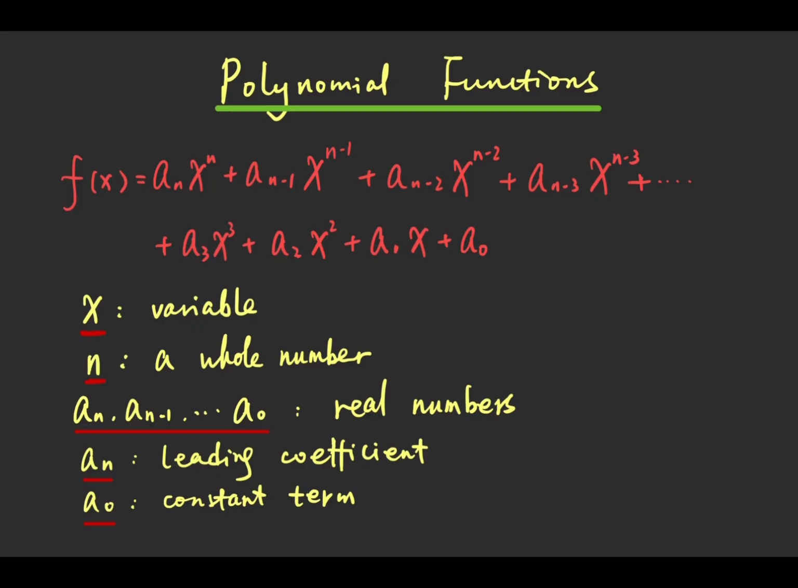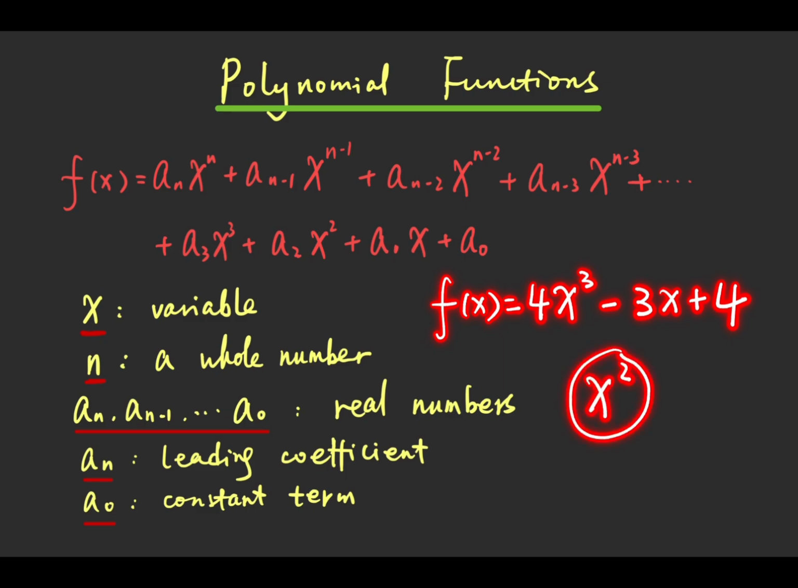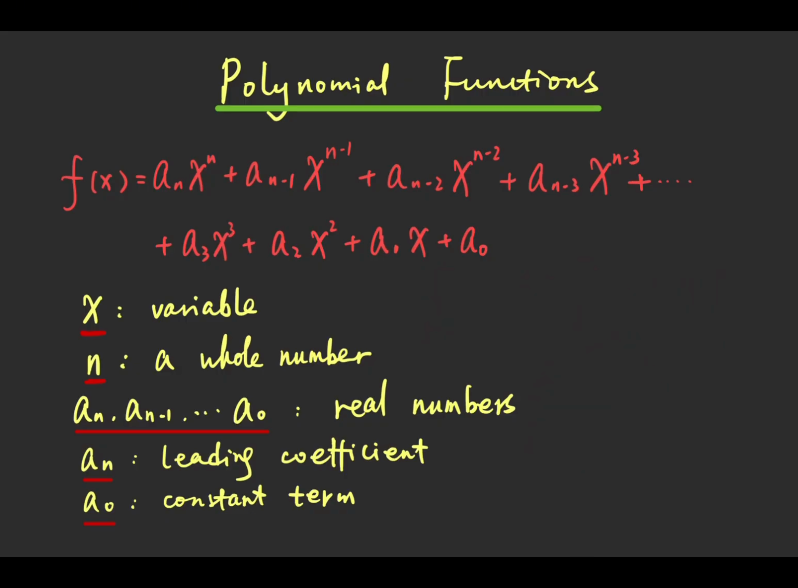For example, if f(x) equals 4 times x raised to 3 minus 3x plus 4, you can find there is no term with this power. You can understand it like this: for this power, the coefficient is 0, so this term disappears. So we say the exponents in the polynomial function do not need to decrease consecutively. If all of the coefficients are 0, then f(x) will be equal to a_0.